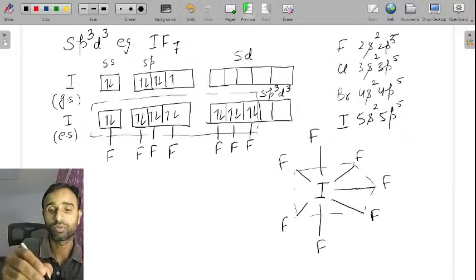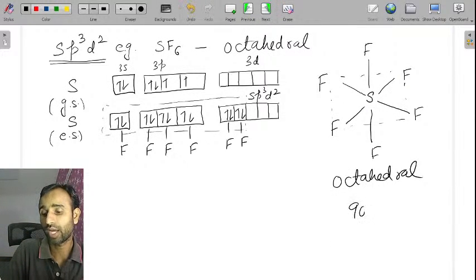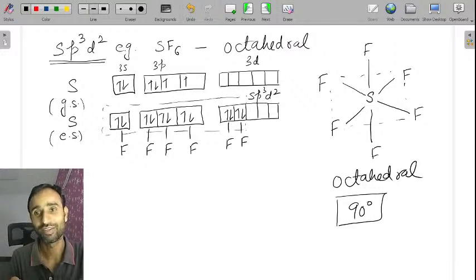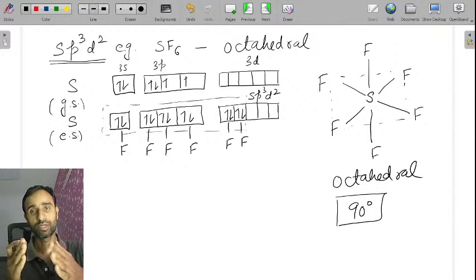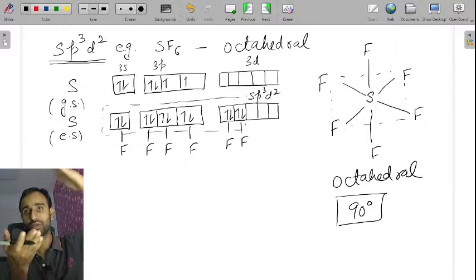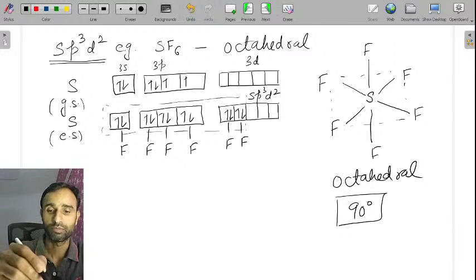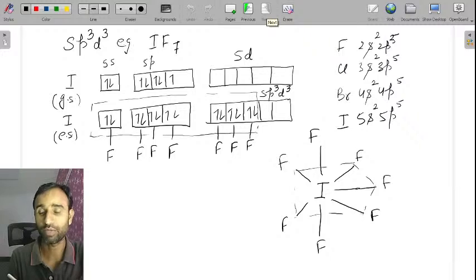In octahedral, you can see that all the angles are 90, all the angles. Yes, in octahedral all angles are 90, right? Yes, they are. Okay, all angles are at 90 degree because 4 are in the same plane, so they are at 90 degree. One above the plane is at 90 degree, below the plane is also at 90 degree, so all are at 90 degree. Okay, done.